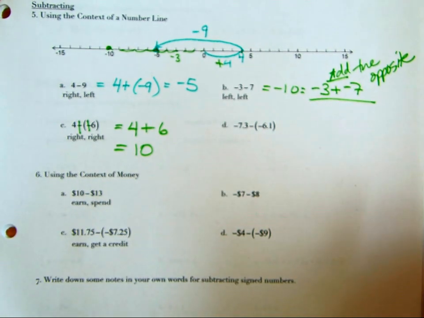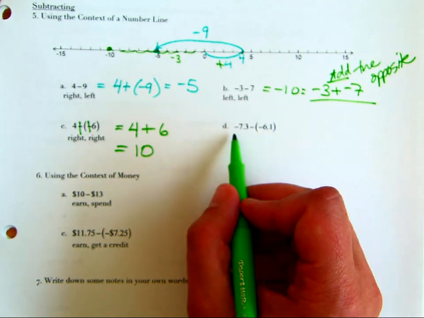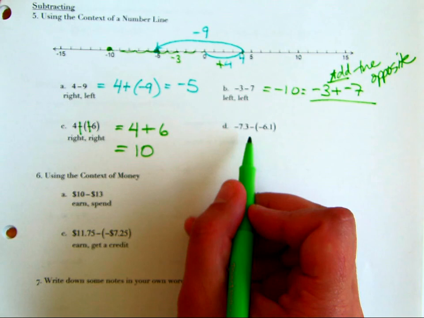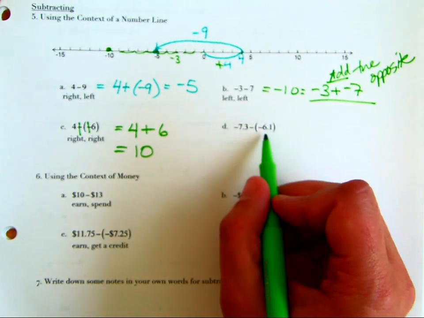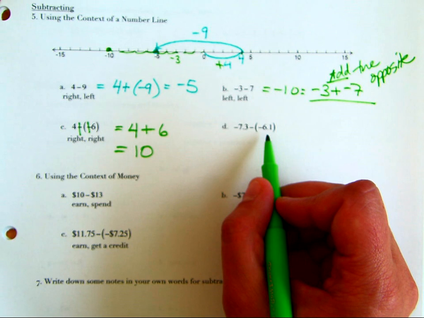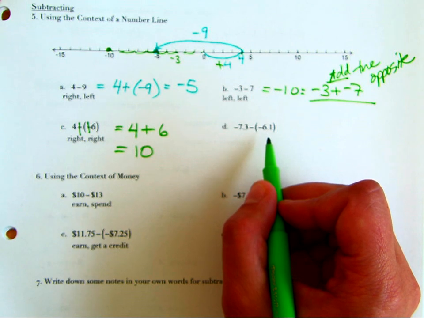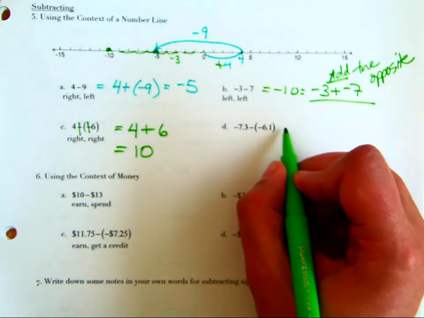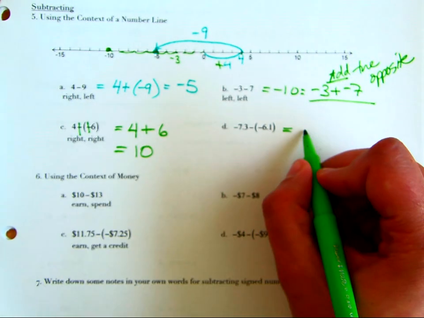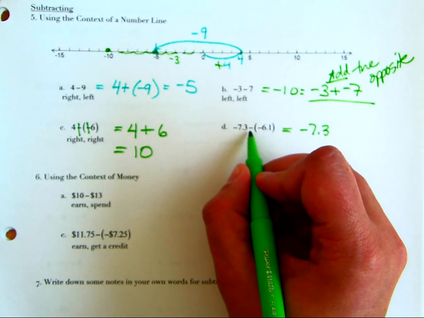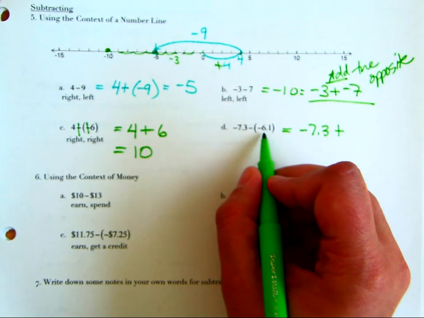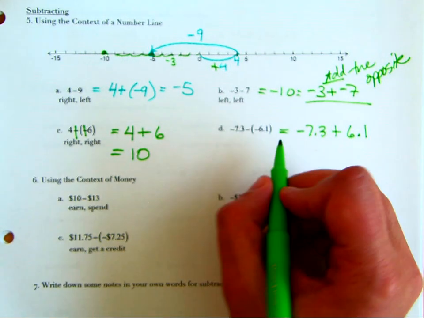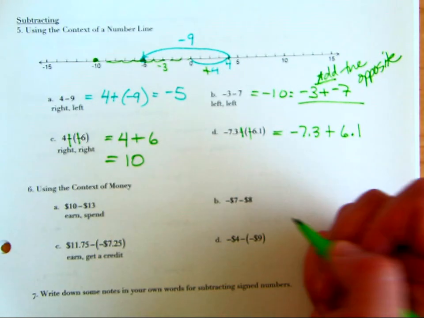Okay? Now, these decimal ones, -7.3. Well, that means I owe, right? But just like I wanted to return the jeans, I originally spent $6.10 on jeans. And then I returned them. I didn't like them. So I'm going to get my money back. So if we use the rule, add the opposite, we're going to have -7.3 plus, what's the opposite of 6.1? +6.1. So a negative becomes a positive.